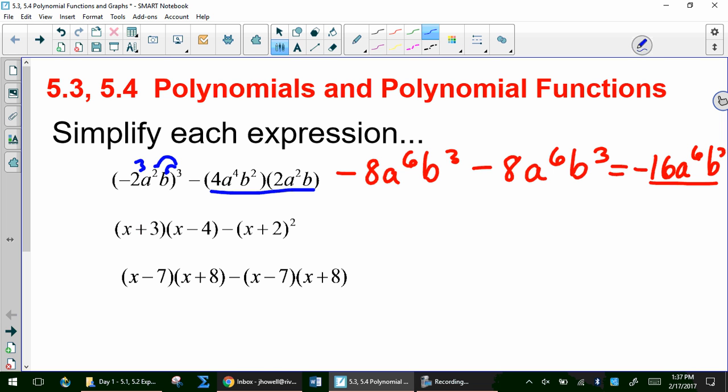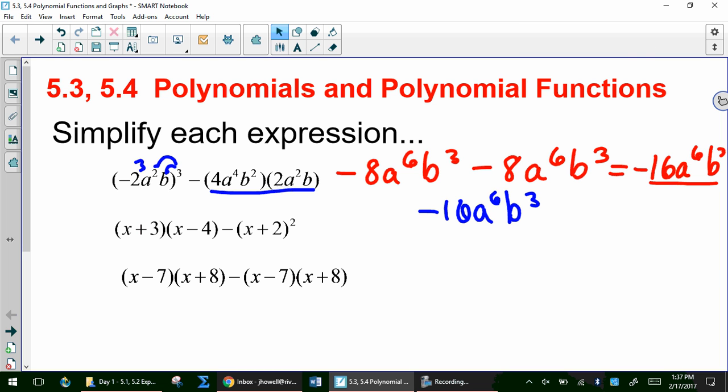David? Is that b to the third? The last one? Yeah, b. Not a six. B to the third. The negative 16, a to the sixth, b to the third. Okay? All right, how about for the second one? What can we do for the second one?